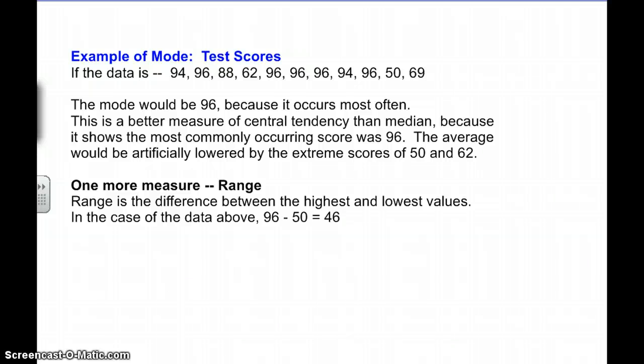There's actually one more measure that they didn't mention earlier, and that's the range. And the range is always the difference between the highest and lowest values. So it tells you the span of the data. So in the case of the data above, the highest score was 96 and the lowest was 50. So the range would be 46.